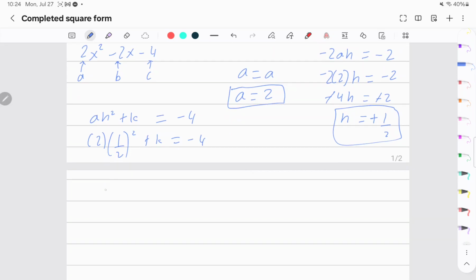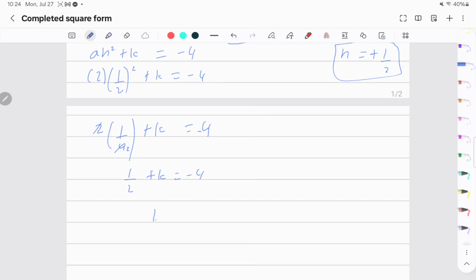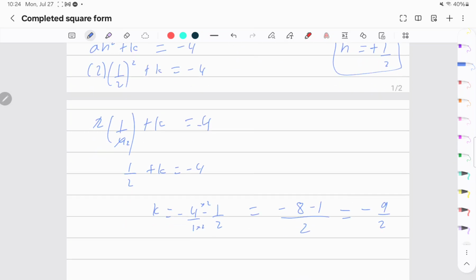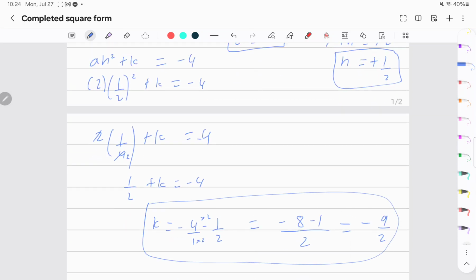Now we further simplify, we see it becomes 2 times 1 over 4 plus k equals 4, sorry, minus 4. This cancels, this becomes 2, it's going to be half plus k equals minus 4. Take it on the other side, you're going to get k equals minus 4 minus half. You take an LCM, multiply it with 2. And then you have minus 8 minus 1 over 2, which is minus 9 over 2. Now you have your h, you have your k, and you have your a.